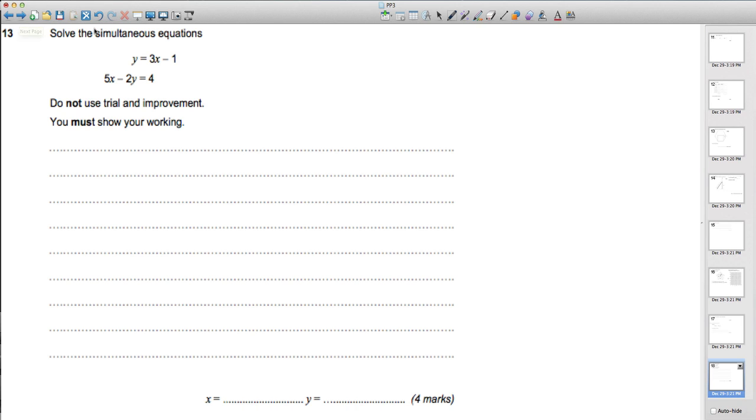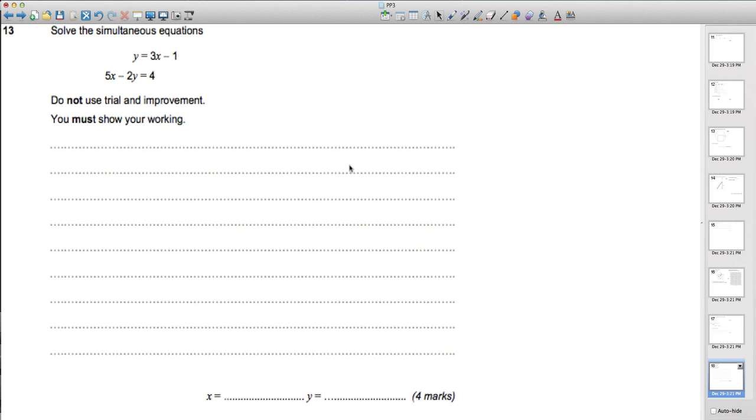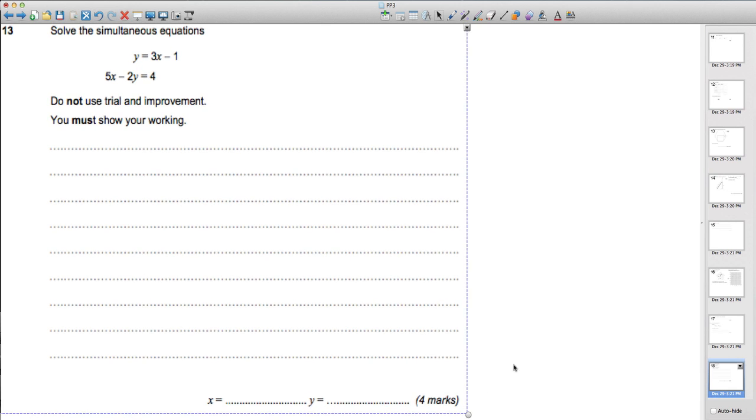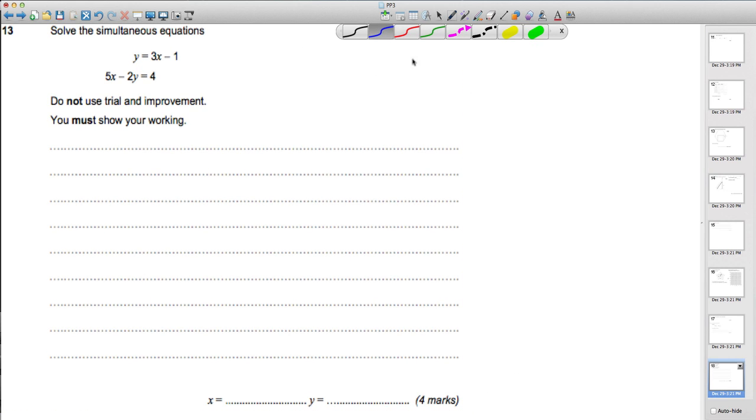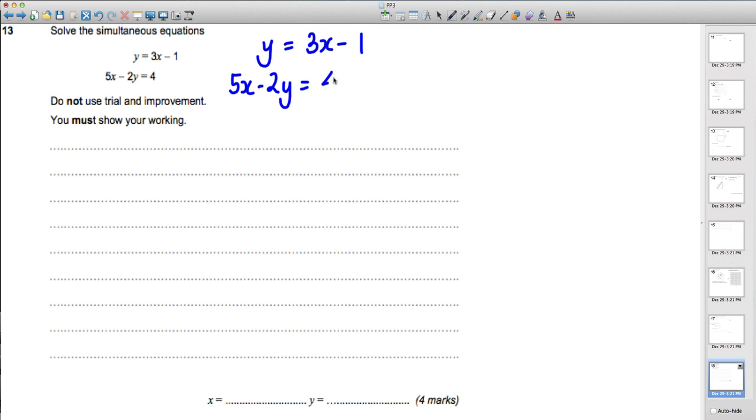Okay, question 13. Solve the simultaneous equations. Do not use trial and improvement. You must show your working. So we have, I'm going to write it down the side, that y is equal to 3x subtract 1, and we have that 5x subtract 2y is equal to 4. There are 2 equations, right?